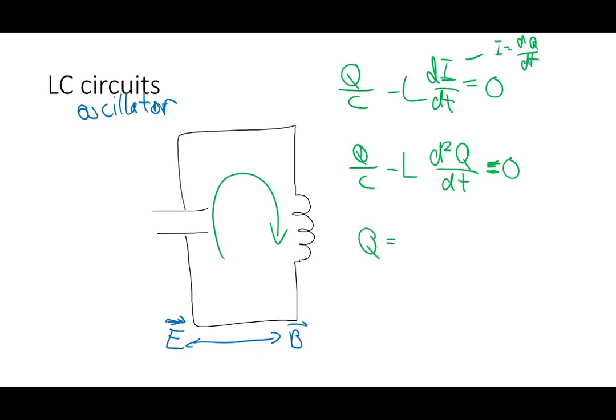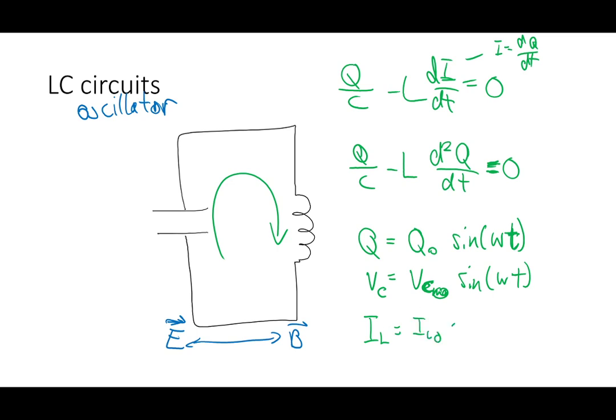So you can end up with the charge being some amplitude times, let's say, sine. Depending on where time equals 0 is, there are offsets and whatnot. But the charge, and therefore the voltage across the capacitor, would have this form. And then the current, let's say through the inductor, and therefore through the whole circuit, is a derivative of that. So that has a cosine function.